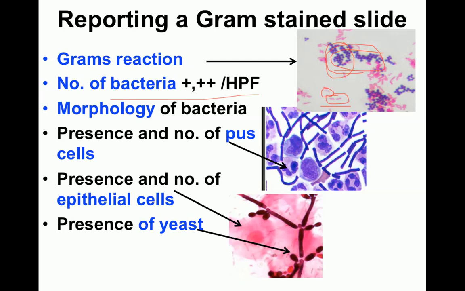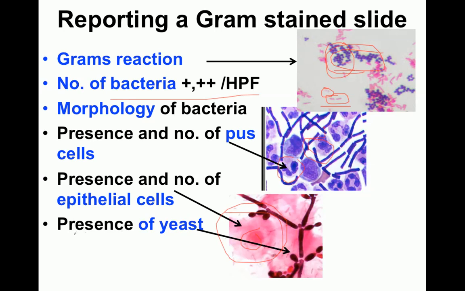Then on the same slide, we are going to look for pus cells. You can see these polymorphs very well defined, 3 or 4 nuclei present in the pus cell. The number of pus cells may be 2 plus, 3 plus, or 4 plus. And then you look for the epithelial cells. You can see this well defined epithelial cell. This is the nucleus of the epithelial cell, and you have to report the presence or absence of epithelial cells.